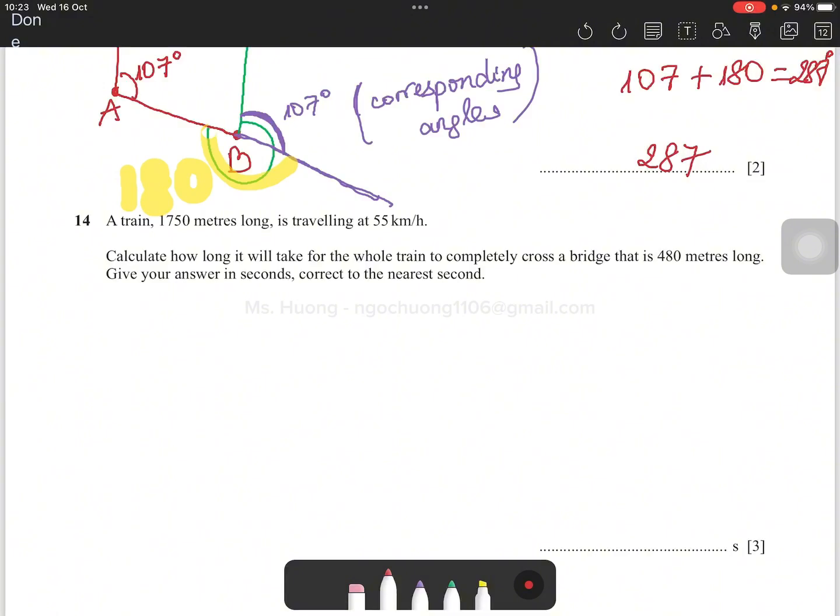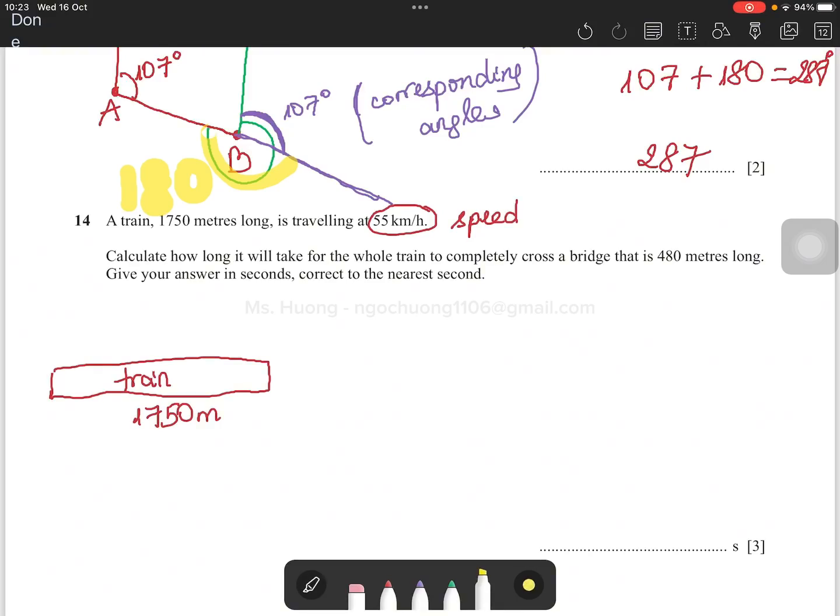Question 14. A train 1,750 meters long is traveling at 55 kilometers per hour. 1,750 meters, 55 kilometers per hour, this is the speed of the train. Calculate how long it will take for the whole train to completely cross a bridge that is 480 meters long.